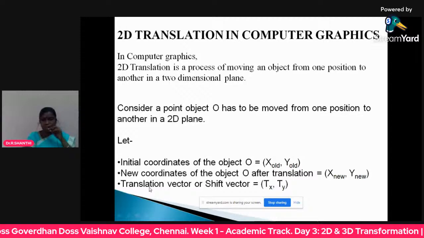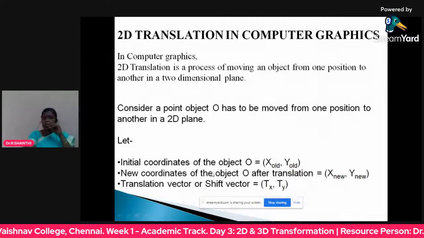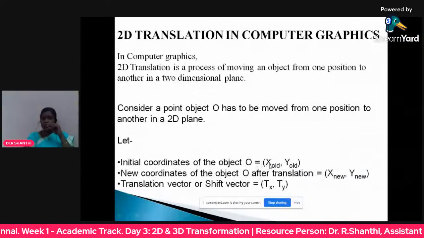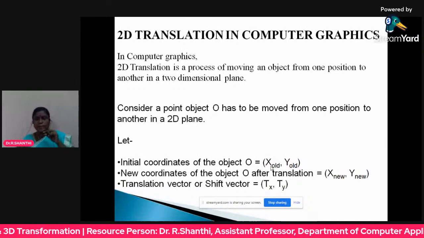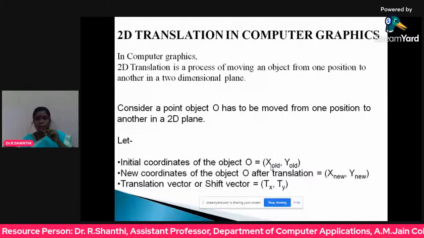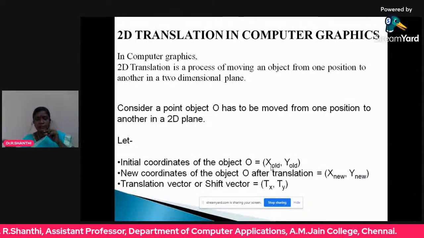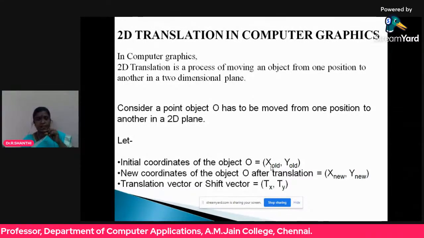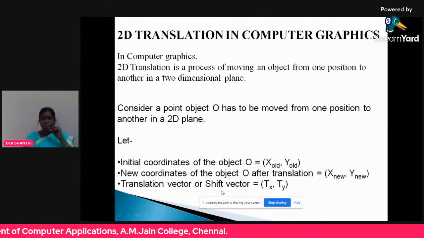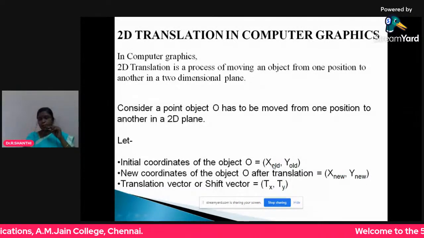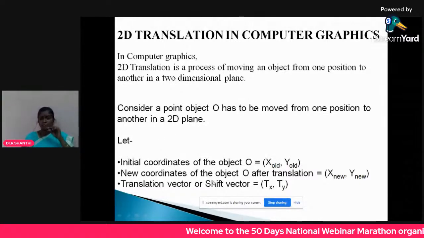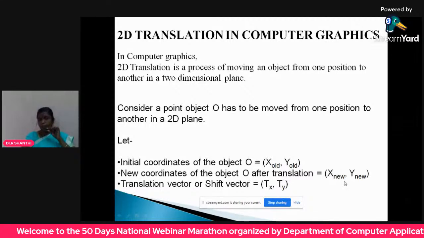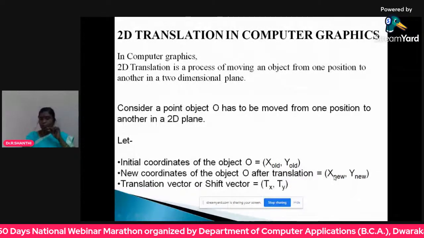Similarly, here you have the initial coordinates of the object. In a book, you will see it represented as X old. The new coordinate values will be represented as X dash as well as Y dash. The initial coordinates of the object are X old and Y old, because the object is already placed in some location. Now we just want to move, that is translate, the object to the new position, X new.